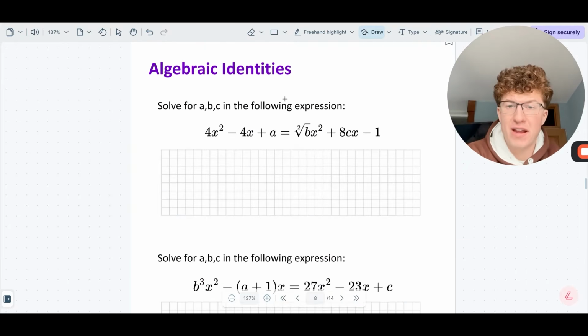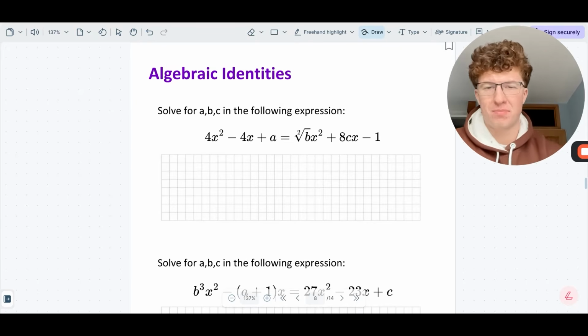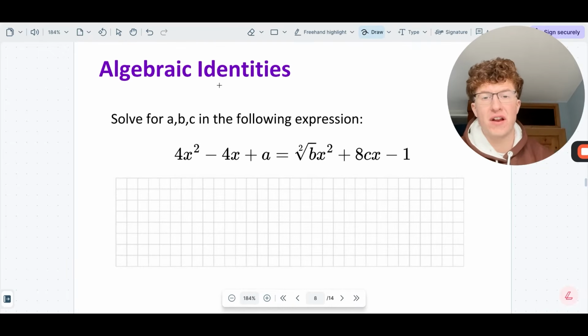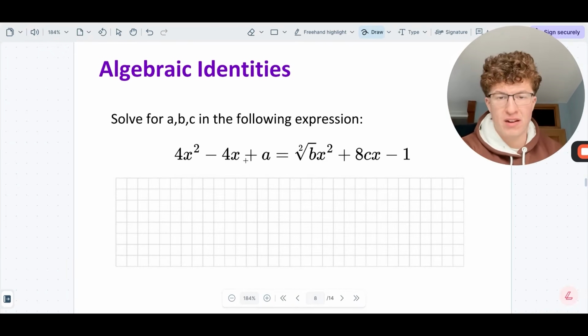Next thing, algebraic identities. So these look pretty complicated. They're actually not bad at all. So we want to solve for a, b, and c in this following expression. Now notice we have an x squared, x, and a number, x squared, x, and a number.